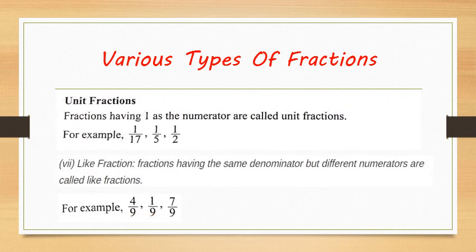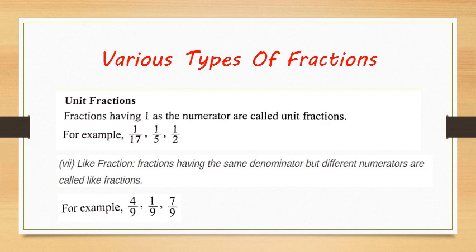Unit fraction. A fraction having 1 as the numerator is called a unit fraction. For example, 1 by 17, 1 by 5, 1 by 2. All these are said to be unit fractions.